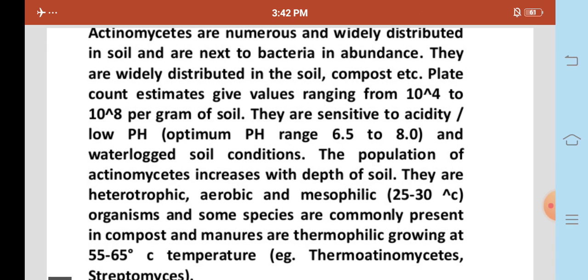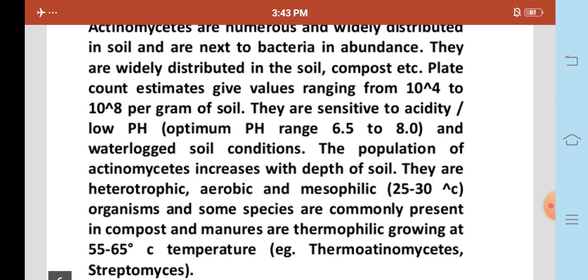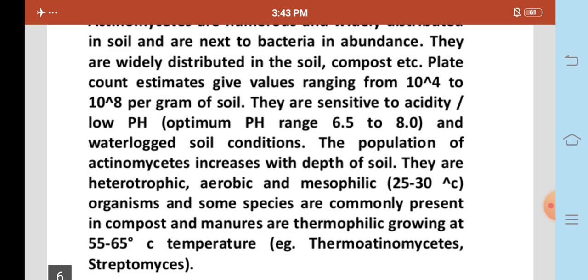Plate count estimates give values ranging from 10^4 to 10^8 per gram of soil. They are sensitive to acidity. The pH range is 6.5 to 8.0, and they are sensitive to waterlogged soil conditions. The population of Actinomycetes increases with the depth of soil.